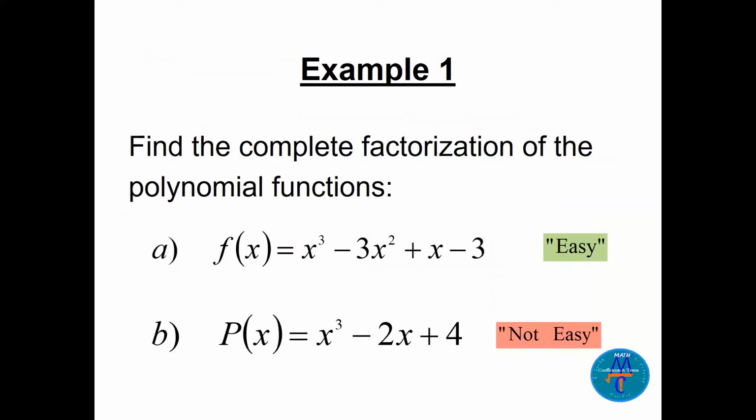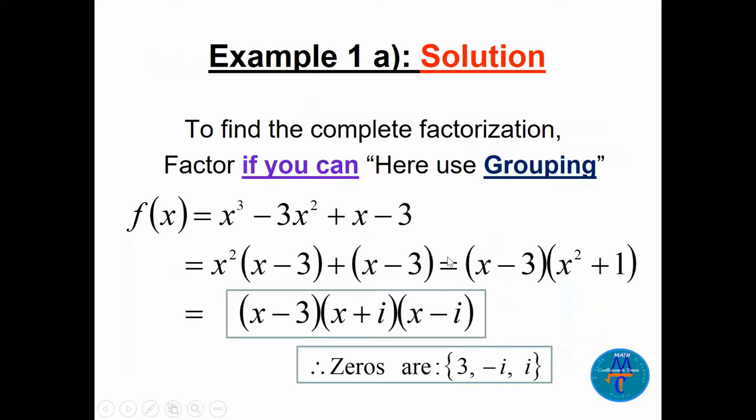Let's look at example 1. The first one is easy, I said here, and the second one is not easy. This one, find the complete factorization of this function, x cubed minus 3x squared plus x minus 3. So directly here we can factor. So we factor if we can. Like this one, we can use grouping. Take x squared common, this is x minus 3, plus put in the bracket x minus 3. Take x minus 3 common factor, and we have x squared plus 1, which is factored as x plus i, x minus i. So this is the complete factorization.